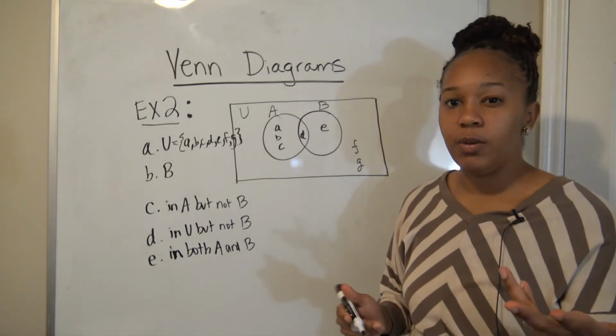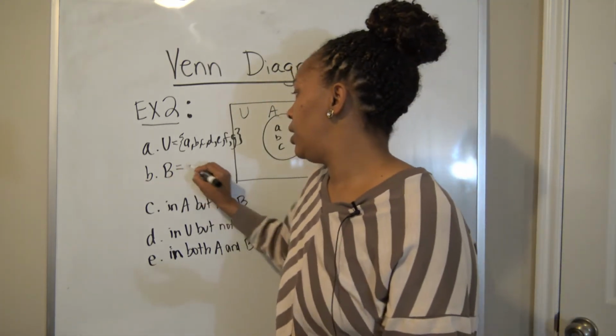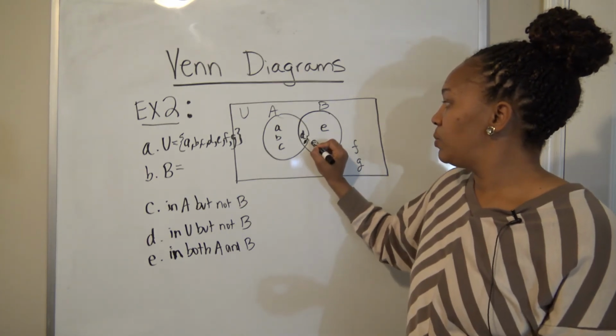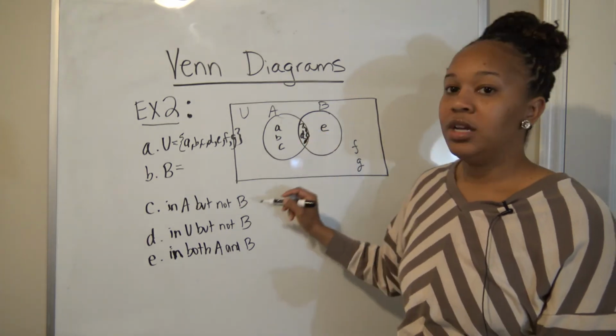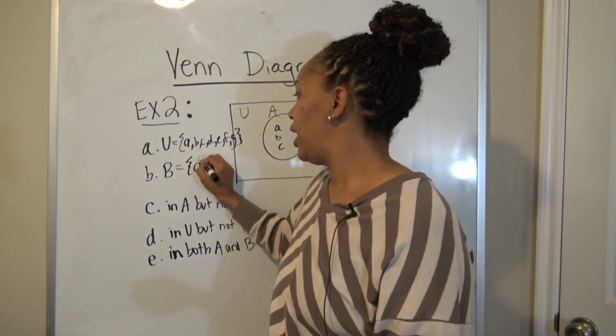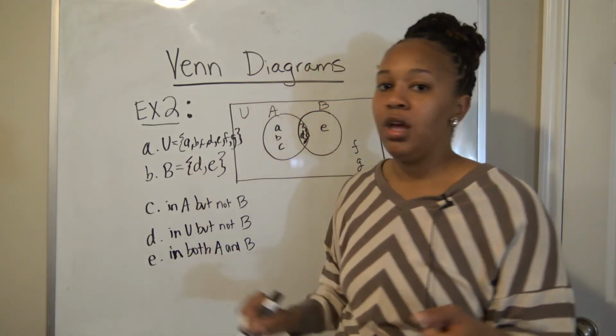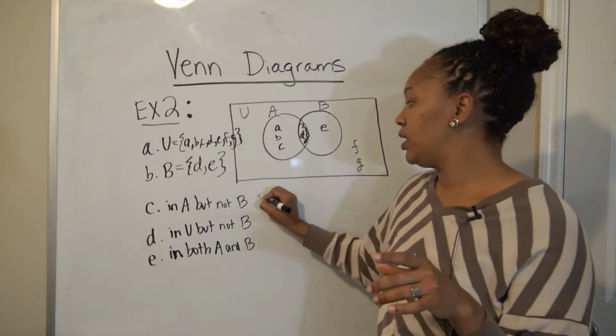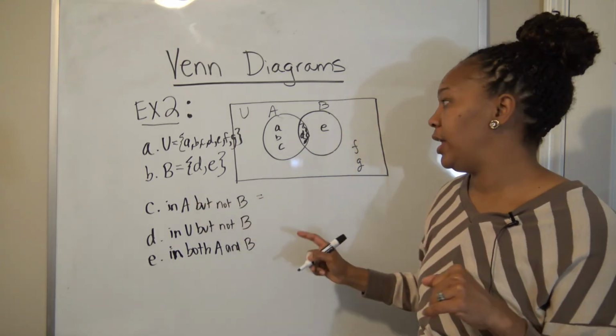And so now we want to list the things that are in B. So B has E, but B also has this in this shared space right here. That's D. So B has D and E. So those are the elements that are in B. Now for C, we want to list the things that are in A, but not in B.